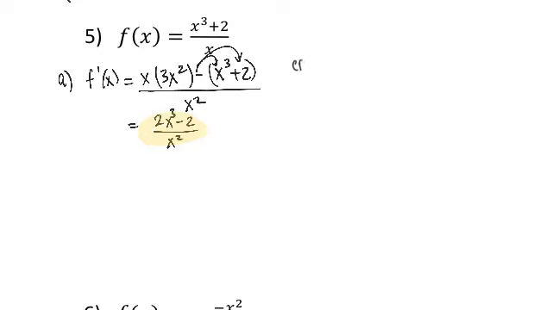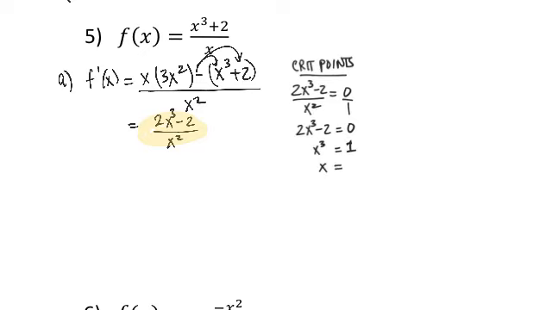So let's go off here and talk about critical points. So we'll set this equation to 0, and we'll think about when that happens. So when you have a situation like this with the denominator, just think about it as 0 over 1 and cross multiply. So we get 2x cubed minus 2 is equal to 0. X cubed is equal to 1. And so x is equal to 1 also.